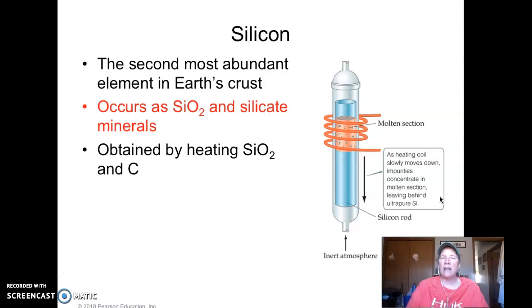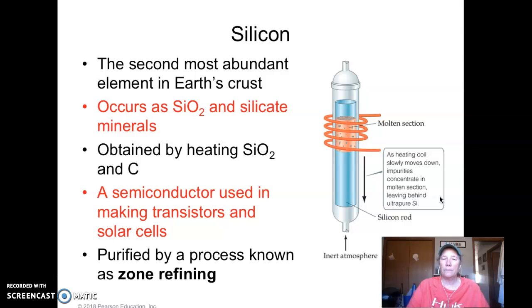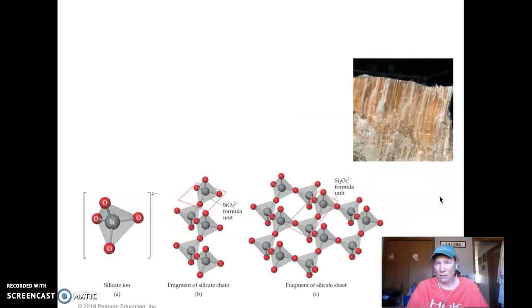Okay, a lot of times to get silicon, you heat it and then you add carbon to it. And then you get your semiconductors, your silicon chips, your transistors, everything that they put into all our modern electronics, and solar cells. The top layer of solar cells is silicon. Okay, so it's purified. They have a process called zone refining to purify the silicon. So basically, they're going to take sand, add carbon to it, and they're going to get this pure silicon, and then it has tons and tons of uses.